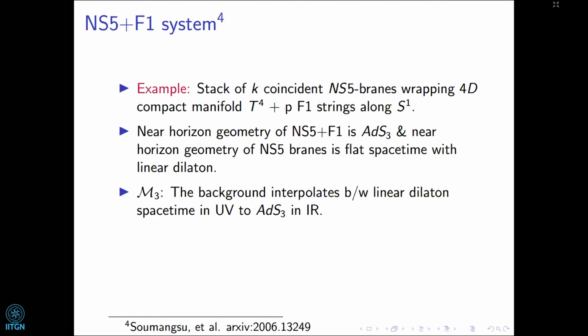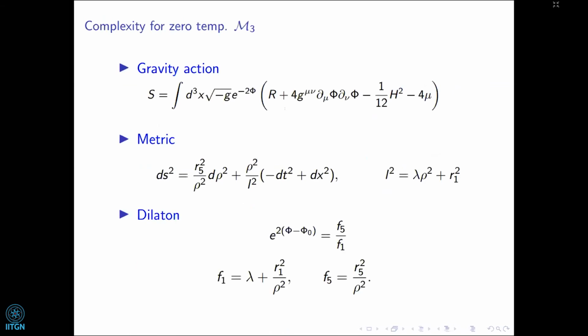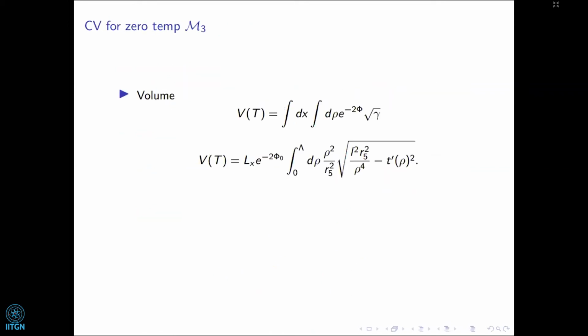And r5 is what, the AdS3 radius? R5 is the AdS radius, yeah. And lambda tunes you between this M3 and the AdS3 in the deep bulk. Okay, go ahead. Yeah. All right, so the complexity of zero temperature M3, this is what the volume generally looks like.